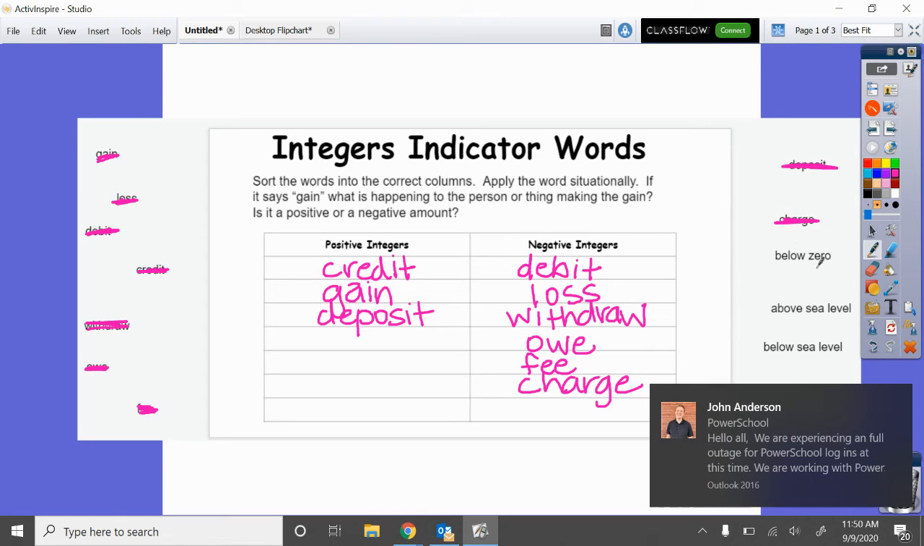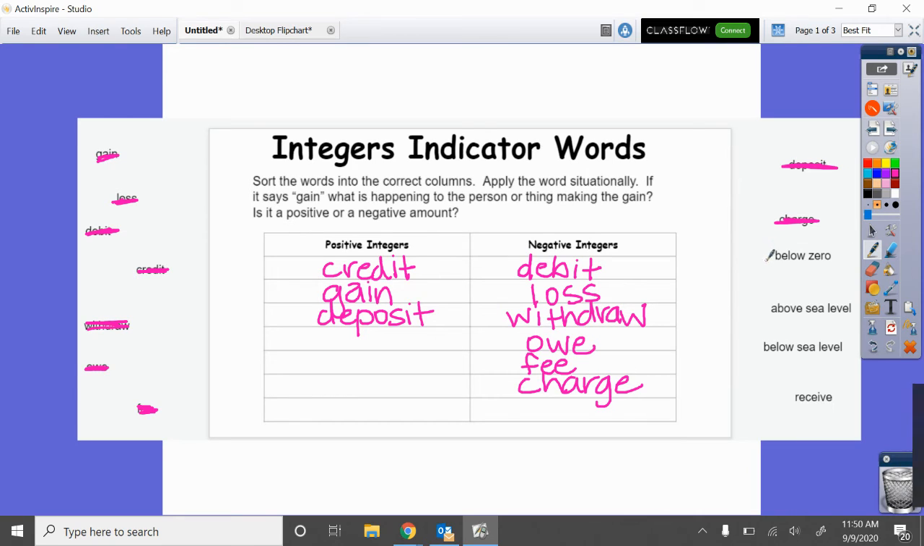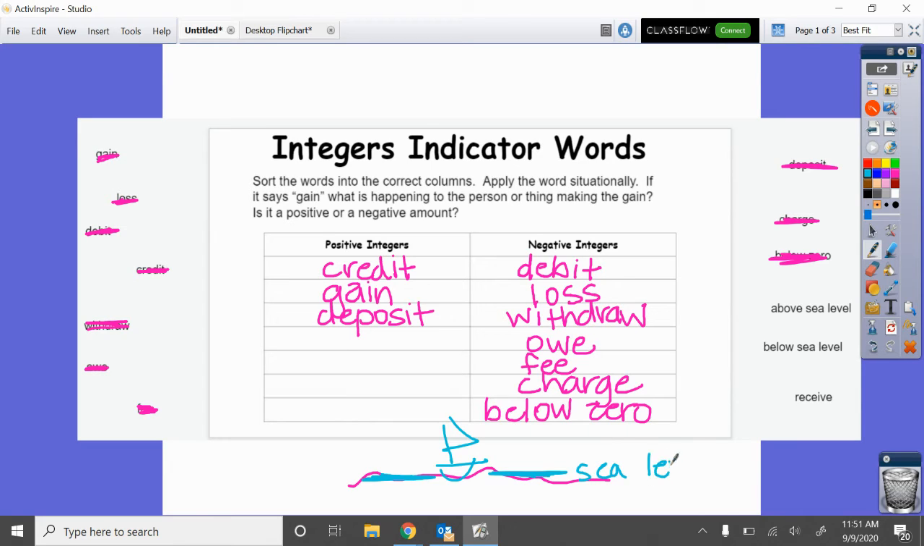Okay. And then we have this below zero. So think of a thermometer. Those temperatures that are below zero, those are going to be negative integers. All right. Then we've got above sea level and below sea level. And I'm just going to do a quick little illustration here for you. Okay, this is the sea. And here's our boat. Okay. And the top of this water here is called sea level. And it is at 0.